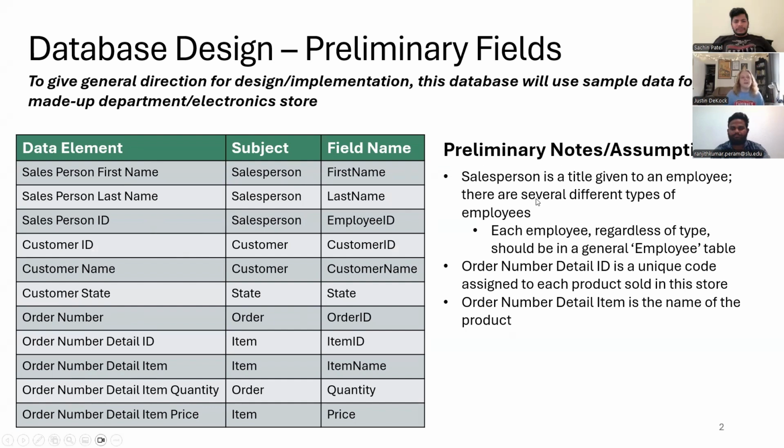And then we just had to make a few preliminary assumptions to give us some direction with the data we were creating. So first off, the sample data used for this database will be for a made-up department/electronics store. The salesperson is a title given to an employee, and there can be several different types of employees. Each employee, regardless of their type, should be in an employee table. And then we also assume that order number detail ID is a unique code assigned to each product sold in the store, and that the order number detail item is the name of that product.